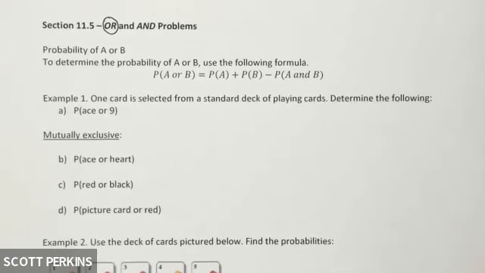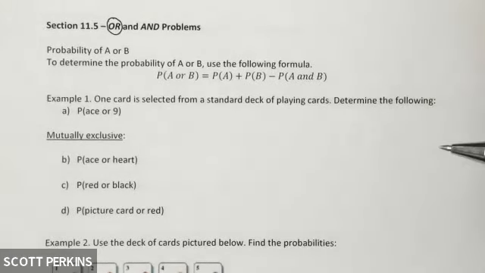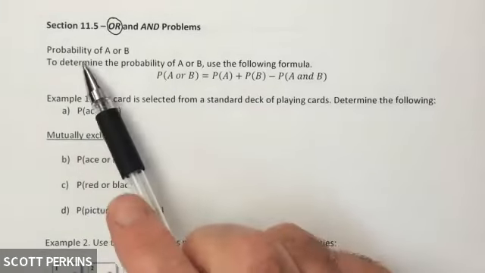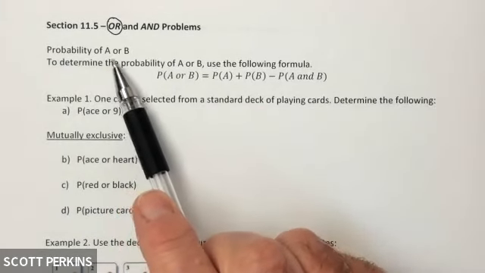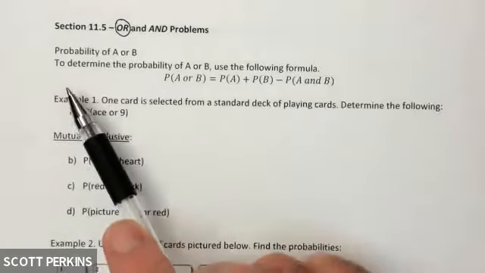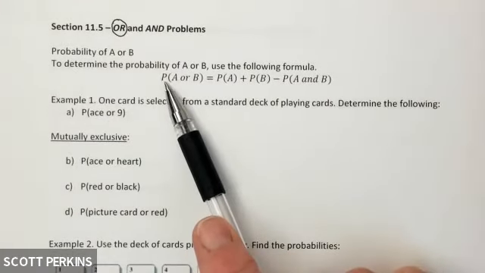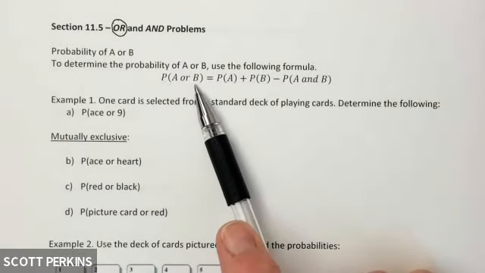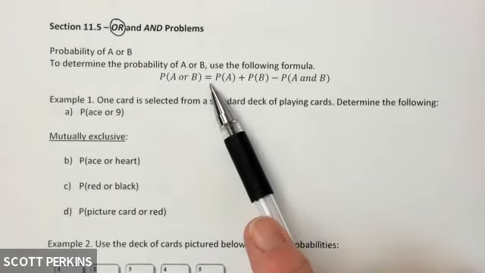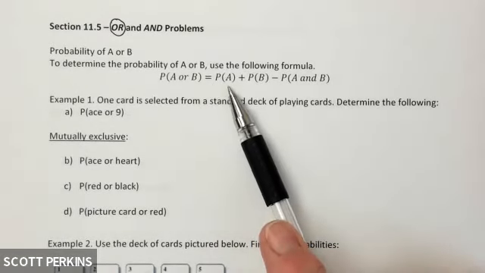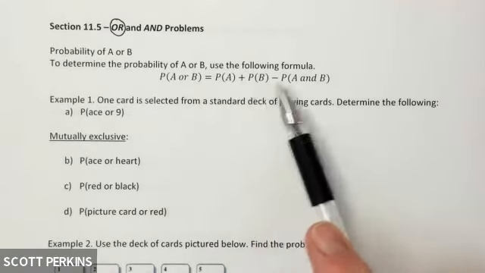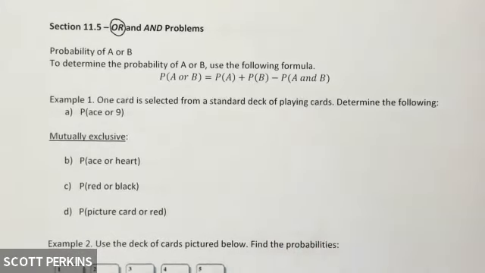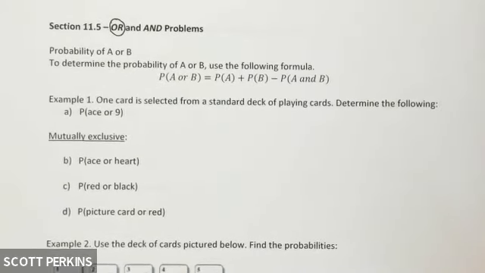I've just got right there for you the formula. The probability of event A happening or event B happening is given by this. Here's my probability of A or B in parentheses, and that's equal to the probability of A plus the probability of B minus the probability of A and B. So you might be wondering, why do I have to do that subtraction? Which is a really great question.